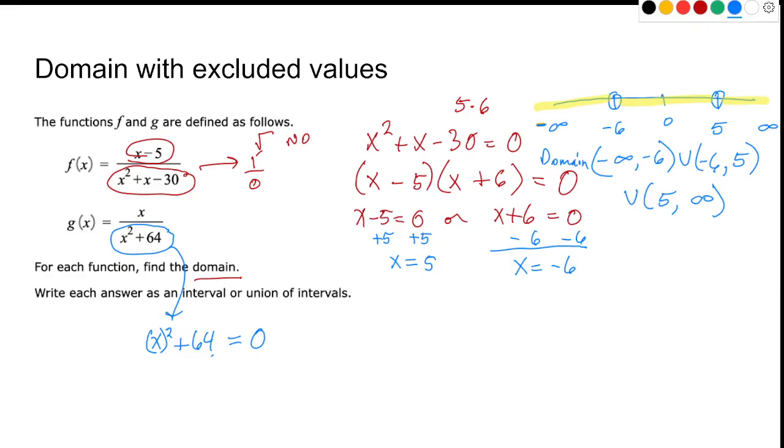And the other way is you could go ahead and say, well, I wasn't sure of that, so let's solve this as best we can. So I'm going to subtract 64 from both sides.